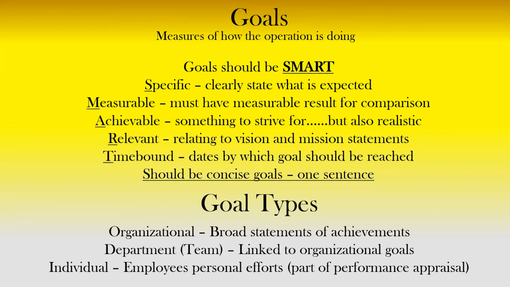So specific, it needs to clearly state what's expected. This is a one-sentence goal. It's very, very specific. This is what we're trying to accomplish. We don't need the overarching vision. That's what vision statements and mission statements are for. Those are general information that's put out there. A goal is very specific. This is what we're trying to accomplish.